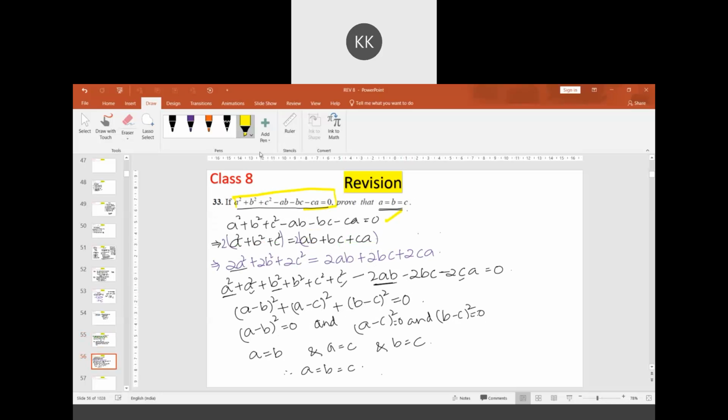The possibility of getting 0 is only when a minus b whole square becomes equal to 0, a minus c whole square becomes equal to 0, and b minus c whole square becomes equal to 0. If the square of this is equal to 0, if you take the root, a minus b will become equal to 0. So a will be equal to b. Likewise, a is equal to c, b is equal to c. So when a is equal to b and b is equal to c, I can write a is equal to b is equal to c.